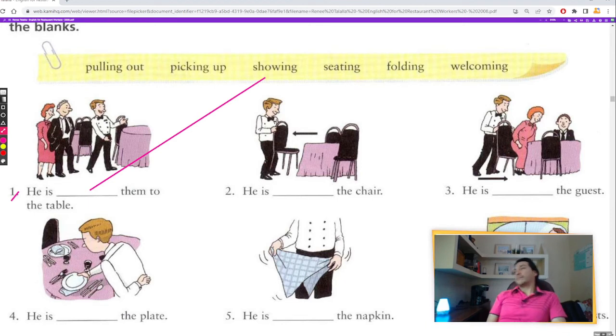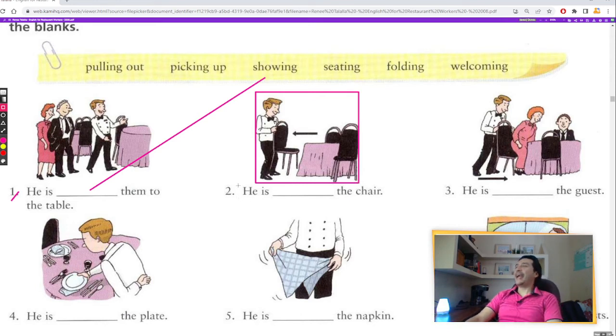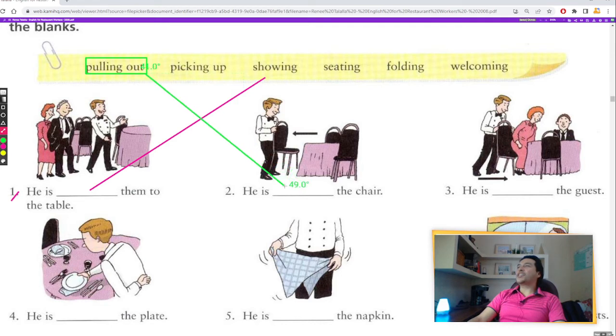Number 2. What's Fred doing in the picture? Look at the picture. He is blank the chair. He's pulling out the chair. He is pulling out the chair. Look at the direction. Pulling out the chair.